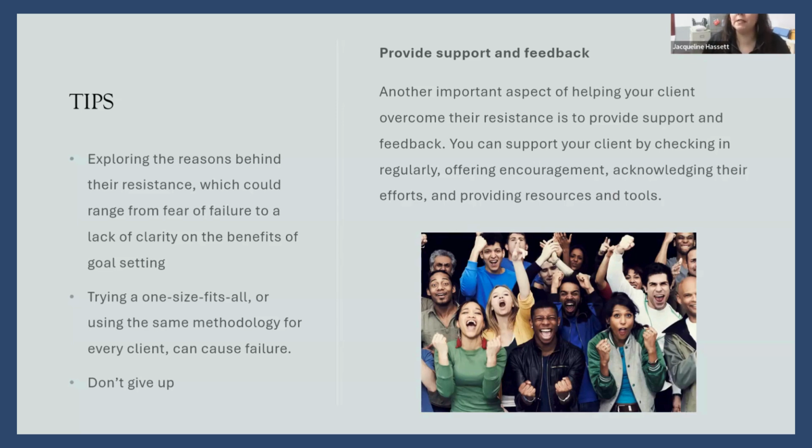Some other tips: explore the reason behind the resistance. It could be from a failure, maybe a fear of failure, and again, the lack of clarity on goal setting. Don't fall into the one-size-fits-all script with people. They're different people. They're going to have different values. They're going to have different goals.